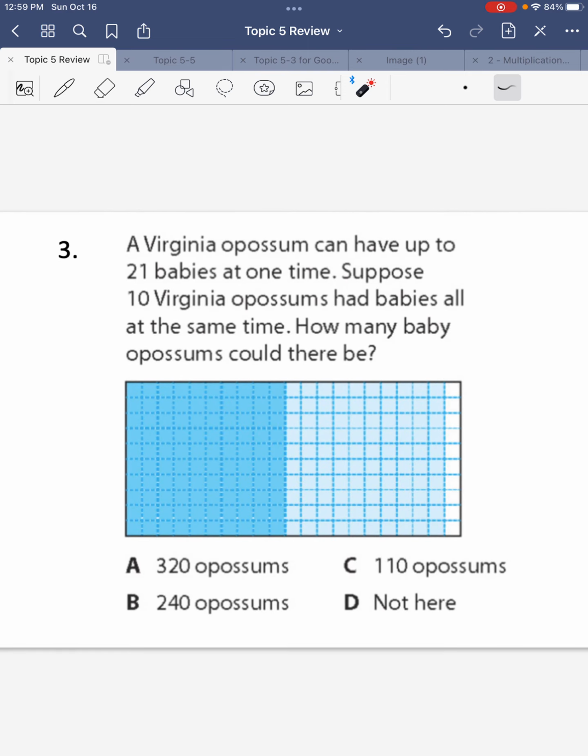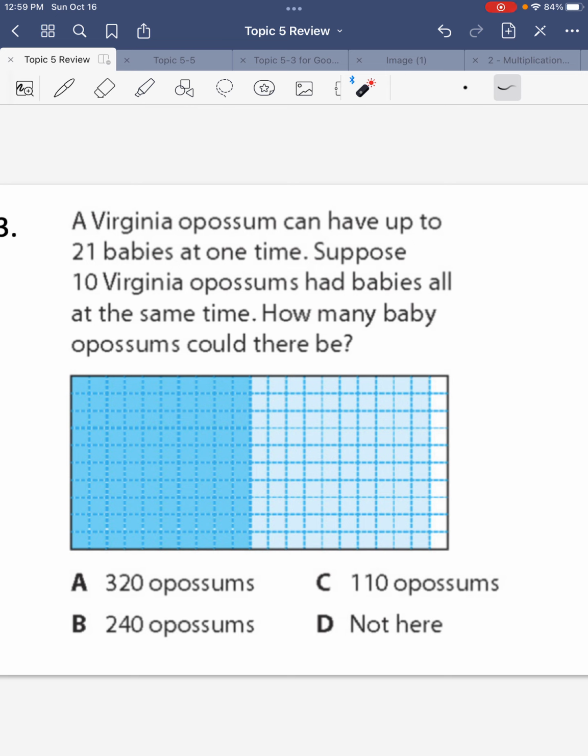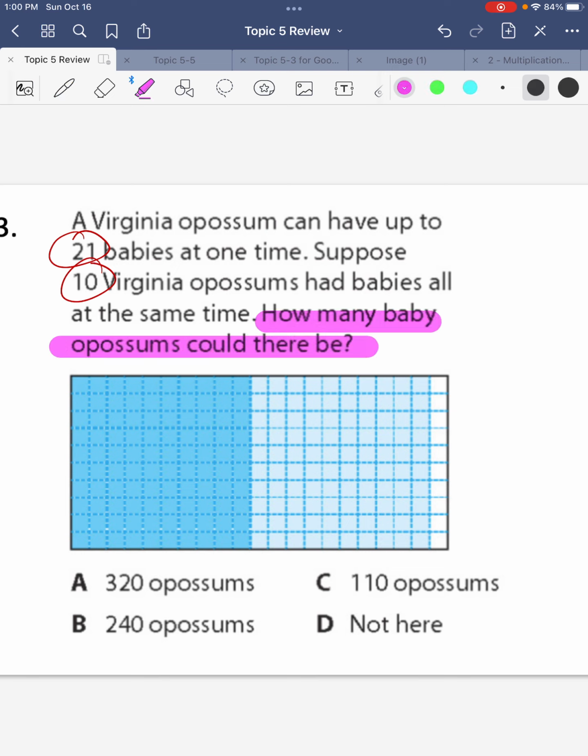Okay, number 3 says, a Virginia possum can have up to 21 babies at one time. Suppose 10 Virginia possums have had babies all at the same time. How many baby possums could there be? So again, I'm going to do my cubes. I have 21, 10. I'm going to highlight my question. How many baby possums could there be?